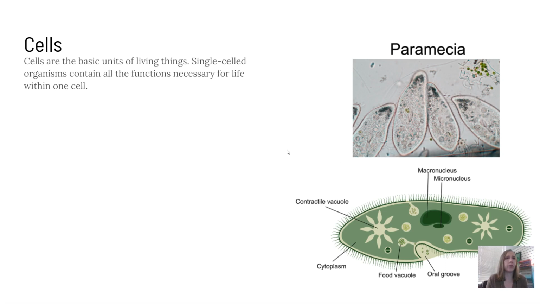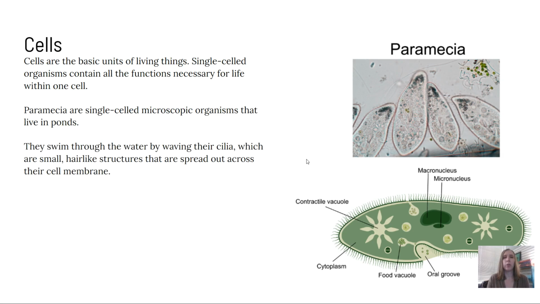All right, so just to review, cells are the basic units of living things. Single-celled organisms contain all the functions necessary for life within one cell, like this paramecia, for example. Paramecia are single-celled microscopic organisms that live in ponds. They swim through the water by waving their cilia, which are small hair-like structures that are spread out across their cell membrane. So the membrane is this outer part here of the whole organism because it's one cell.